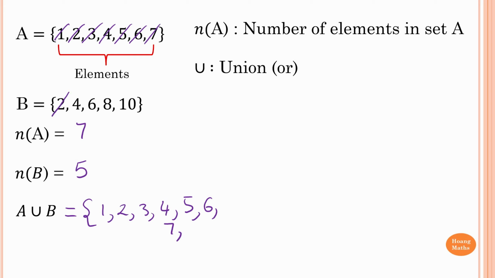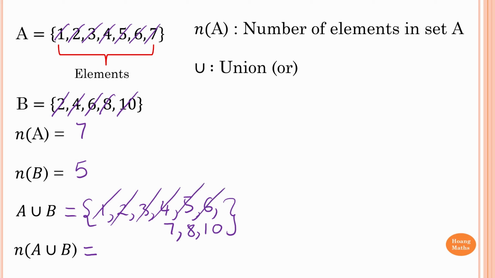We have 2 already written down, and we cannot write it twice. 4 and 6 are already there. Now all we need to write down is 8 and 10. So these are the elements of A or B. Therefore, the number of elements in A or B is 1, 2, 3, 4, 5, 6, 7, 8, 9. So we have 9 elements in set A or B.